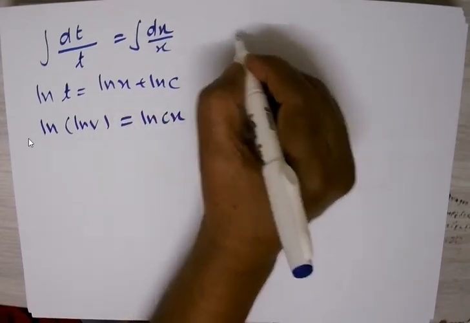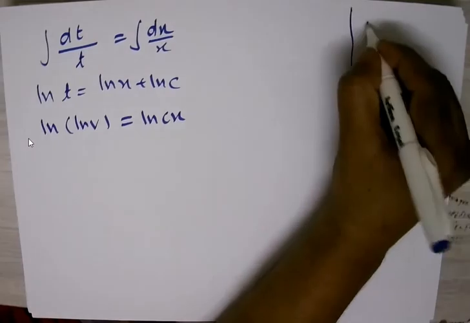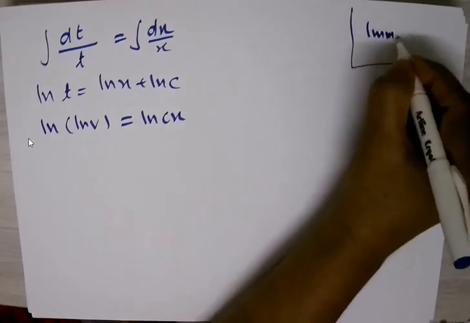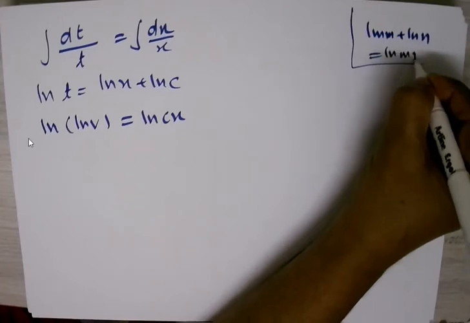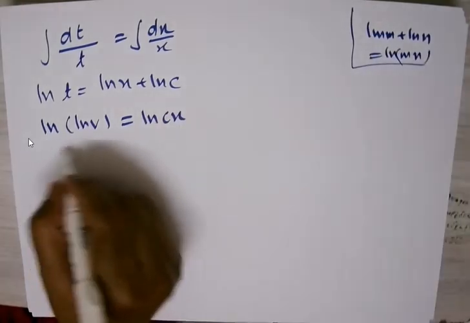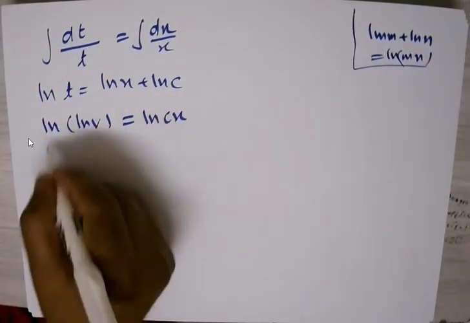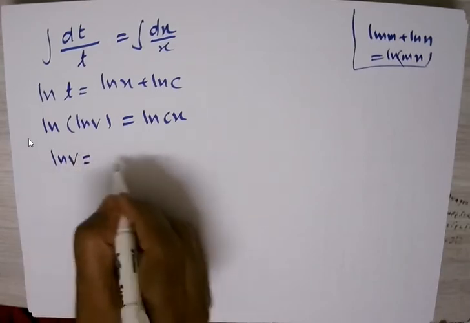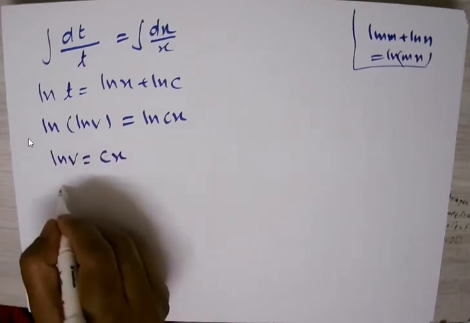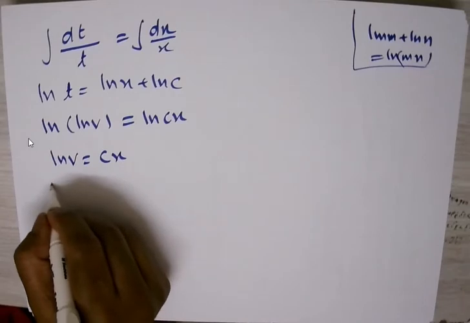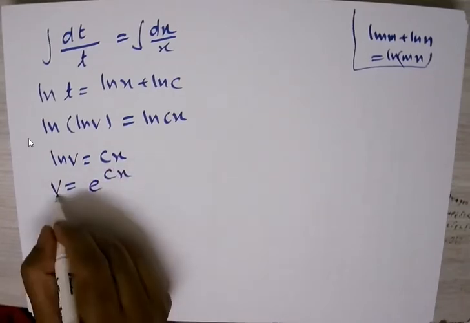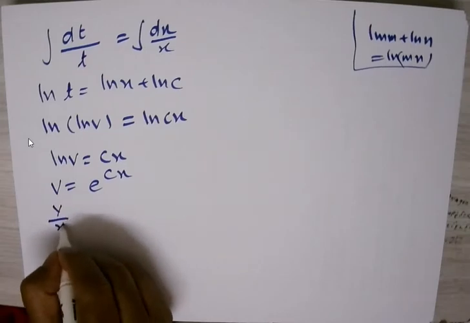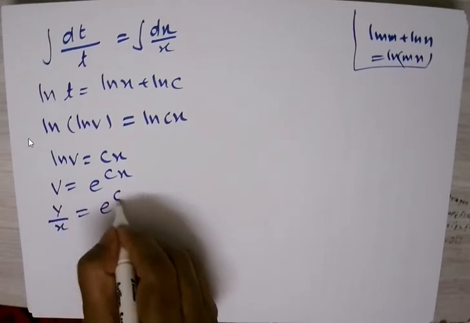By using this rule, ln of m plus ln of n is equal to ln of mn. Now using that rule, we can cancel ln. So ln of v is equal to cx, or we can write v equal to e power cx. What is v? V means y divided by x, equal to e power cx.